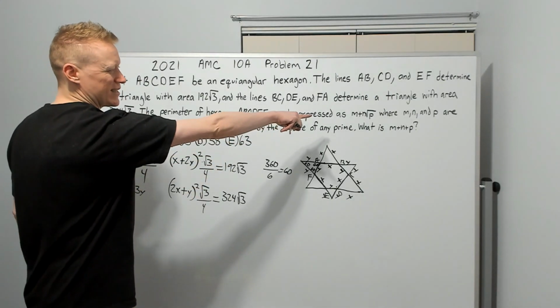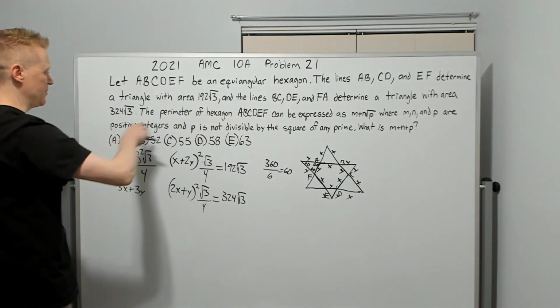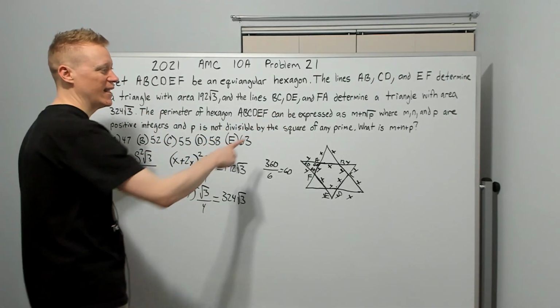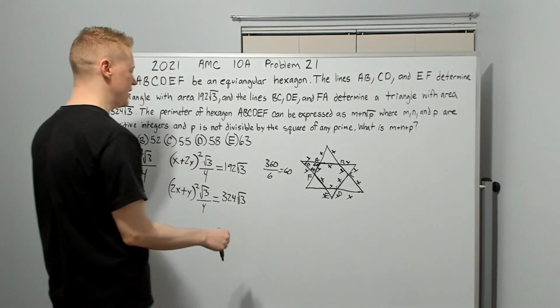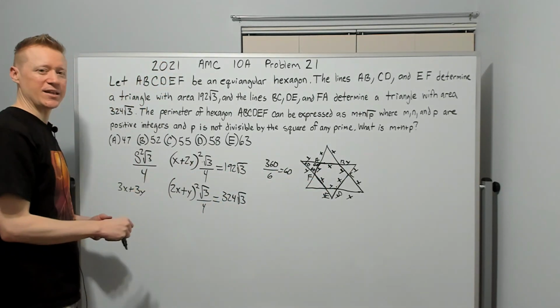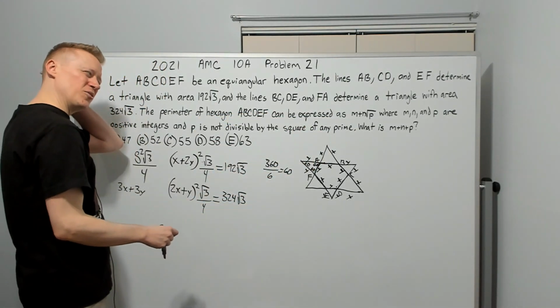It can be expressed as m plus n root p, or radical p, where m, n, and p are positive integers, and p is not, basically you can't simplify it. What is m plus n plus p? So find this and make sure it's fully simplified, and then add up the numbers that make up the expression m, n, and p.